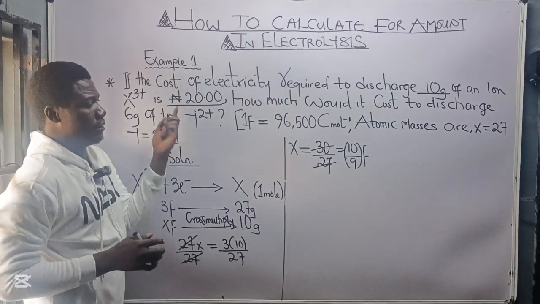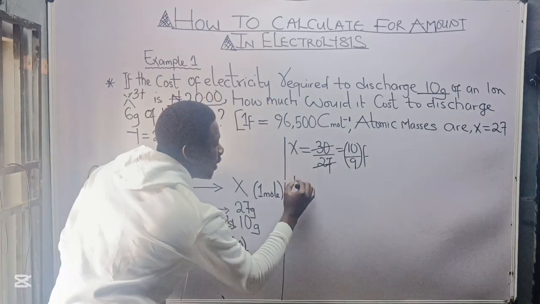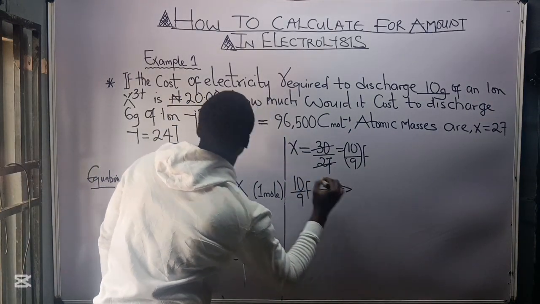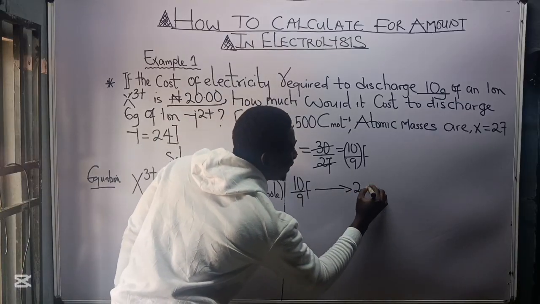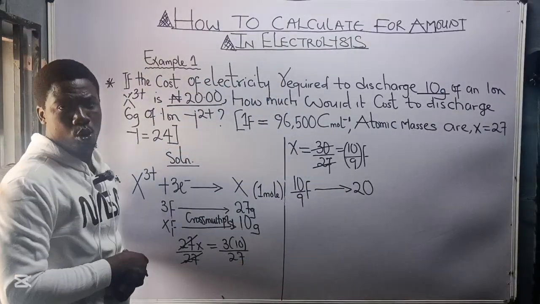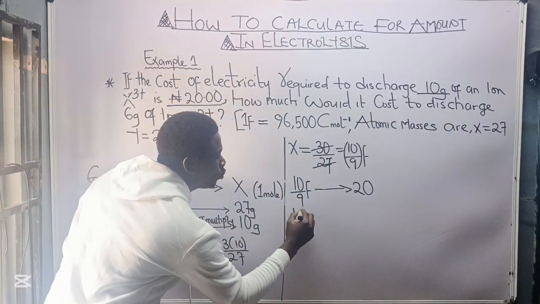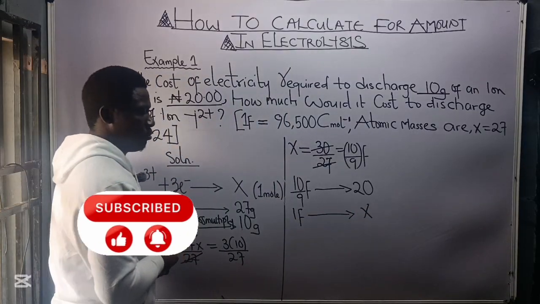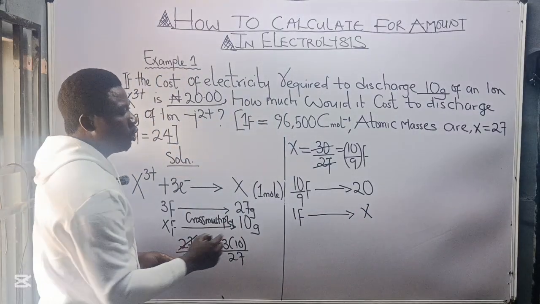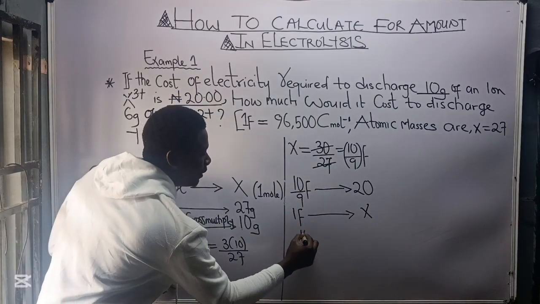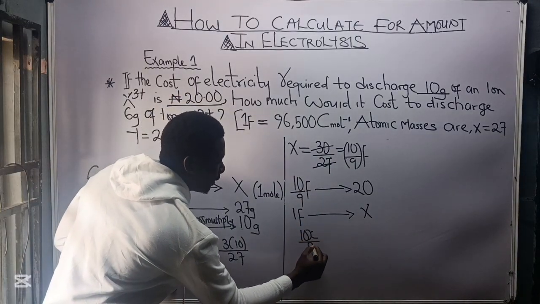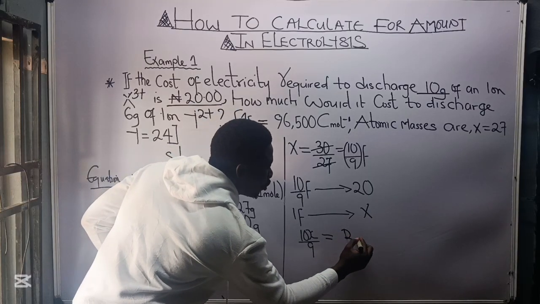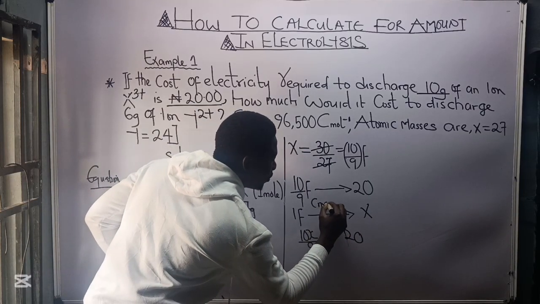20 naira, as you can see. So that means this Faraday, which is 10 over 9 Faraday, costs 20 naira. Yes, that's what it costs. So we cannot say that what will be the cost for 1 Faraday to now be X amount. So we'll simply cross multiply. We have x times this will give you 10x over 9 equals 1 times this will give us 20. Don't forget that we have cross multiplied here.